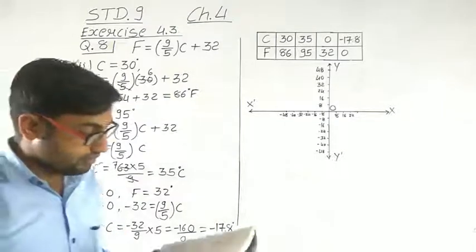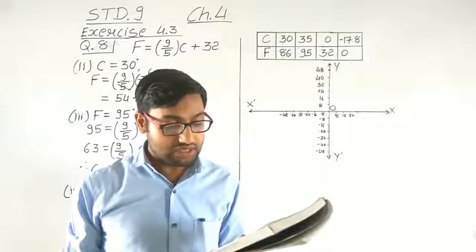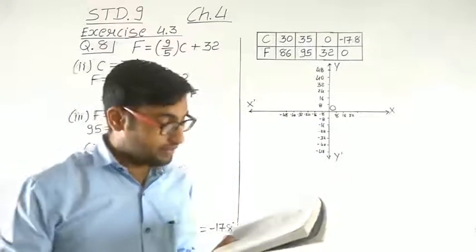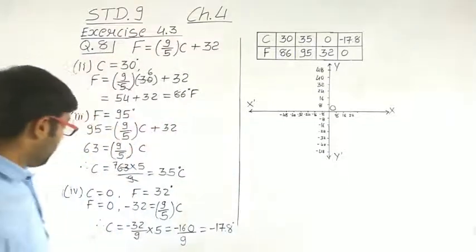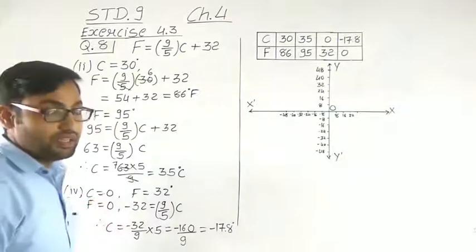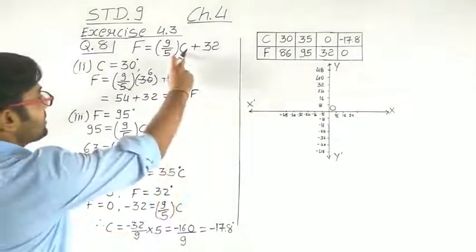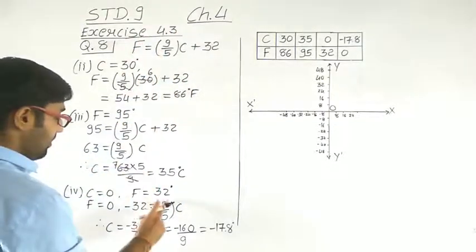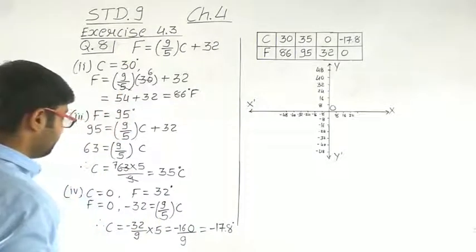Now in the fourth question we have been asked, if the temperature is 0 degrees Celsius, what is the temperature in Fahrenheit? And if the temperature is 0 degrees Fahrenheit, then what is the temperature in Celsius? That means first of all we take C is equal to 0. Then what is the value of F? When we put C is equal to 0 here, the whole term becomes 0. So we get F is equal to 32 degrees Fahrenheit.